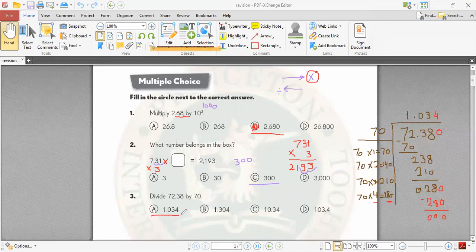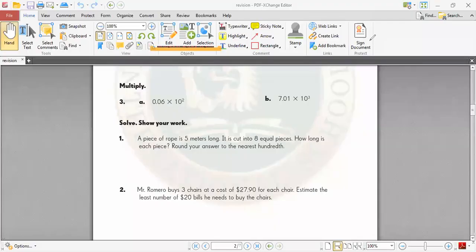1.034, this is choice A. And how can I read this number? 1 and 34 thousandths. Okay, now we are on page 2. Solve and show your work.